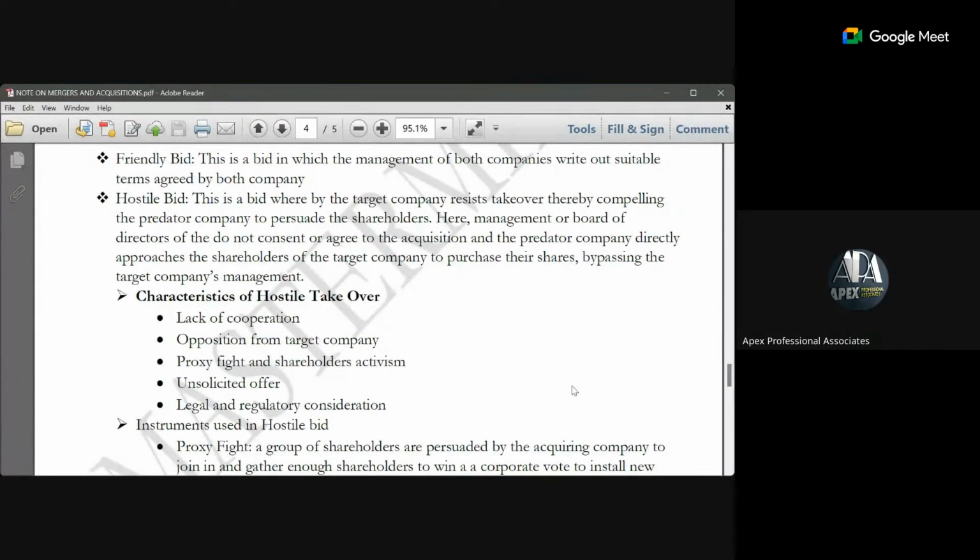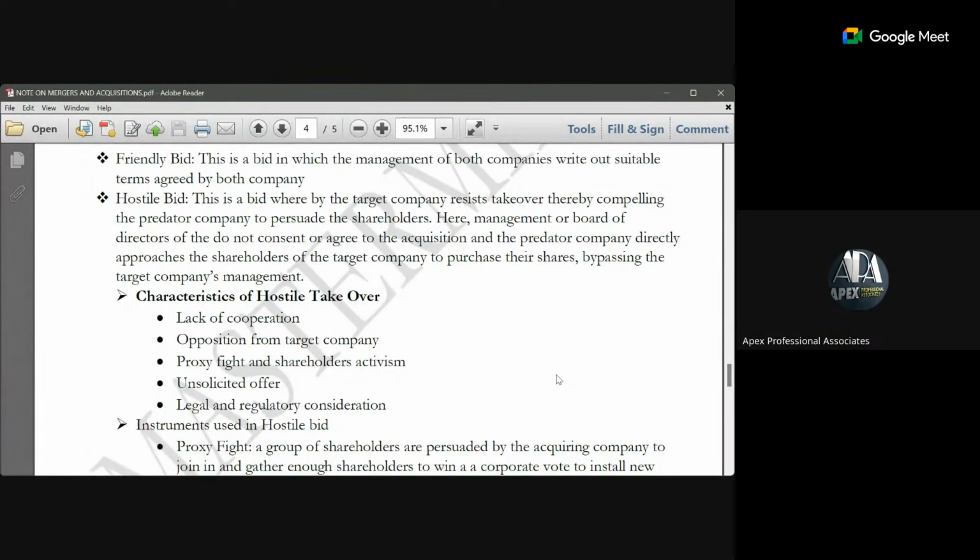Now, we have the characteristics of a hostile takeover. These are signs that you are going to see for you to know that, oh, this type of takeover is hostile, or, oh, this type of takeover is not hostile, it is friendly. What are the characteristics you are going to see in a hostile takeover for you to identify that this takeover or this merger is not a friendly one?